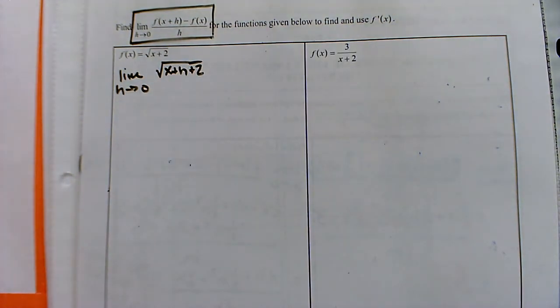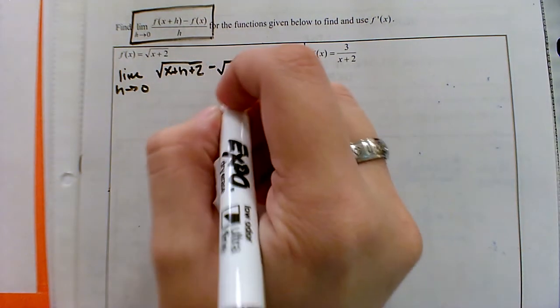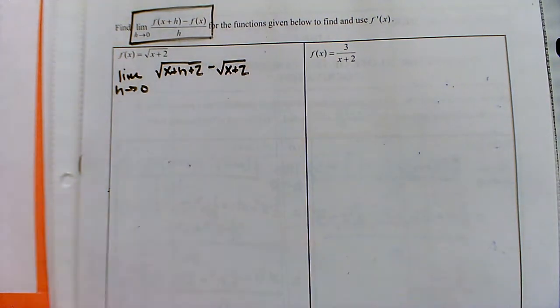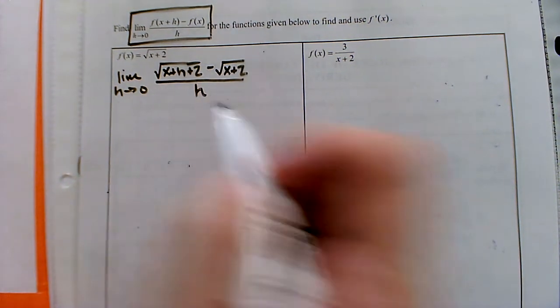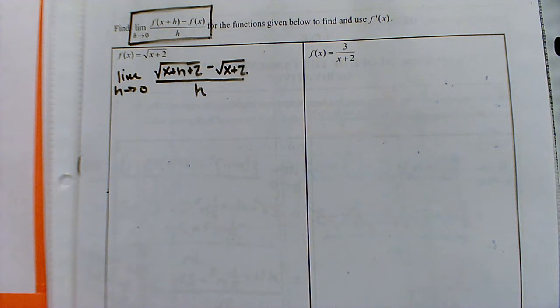In this case, there's only 1, so that's nice. We then have to subtract the original equation, and that's all over h. Alright, so keeping in mind that this is a limit, we've got to think about some of those techniques that we talked about in the last unit to help us simplify or solve limits. Where do you guys want to go from there?